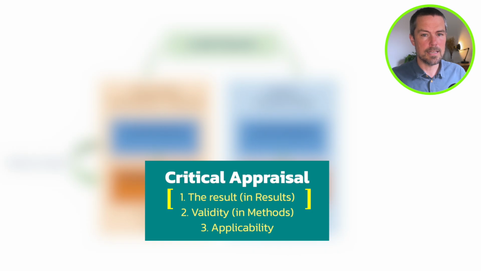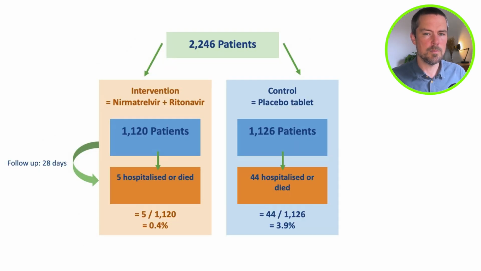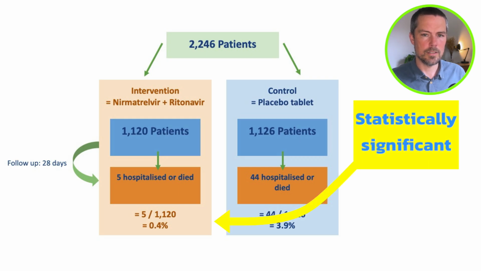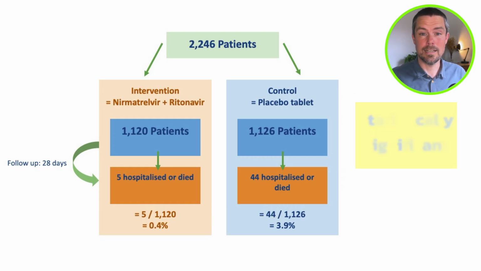So moving on to this, a second component is the result itself. In terms of the results, I would say that the difference between the intervention and the control group in terms of the primary outcome was statistically significant. So now you can move on and actually look at the clinical significance itself.